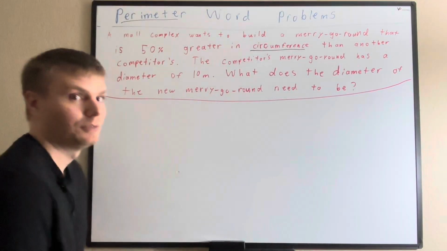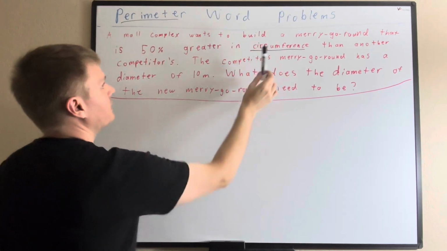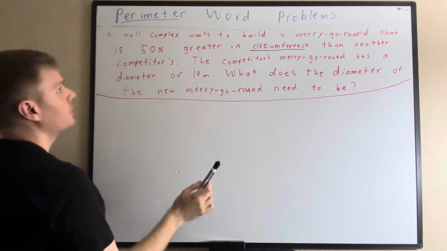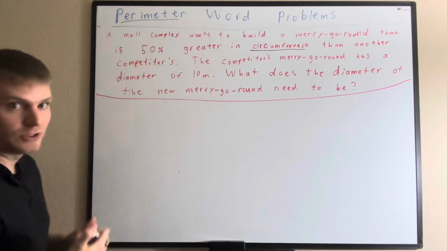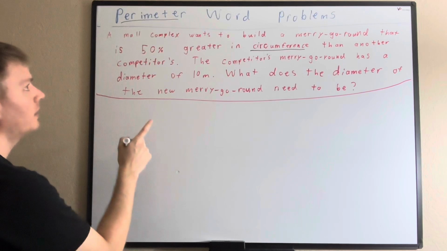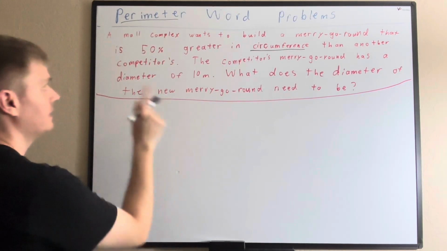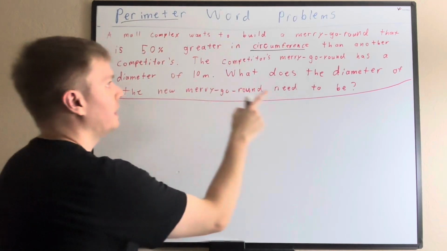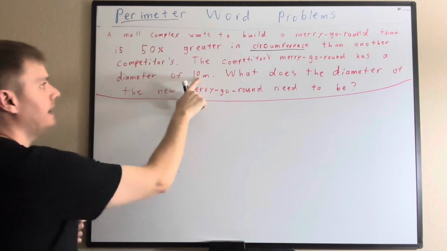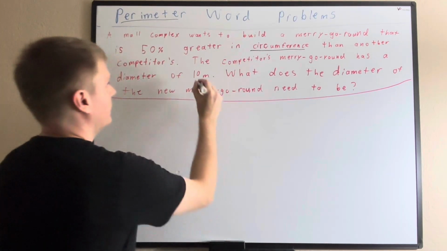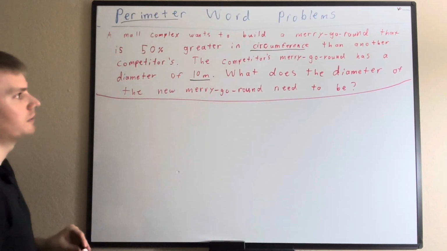All right, I got another perimeter word problem for you, but this time we're dealing with circumference. What is circumference? It's the perimeter of a circle. Well, first off, let's read the problem. A mall complex wants to build a merry-go-round that is 50% greater in circumference than another competitor's merry-go-round. The competitor has a diameter in their merry-go-round of 10 meters. Okay, we'll underline that. What does the diameter of the new merry-go-round need to be?